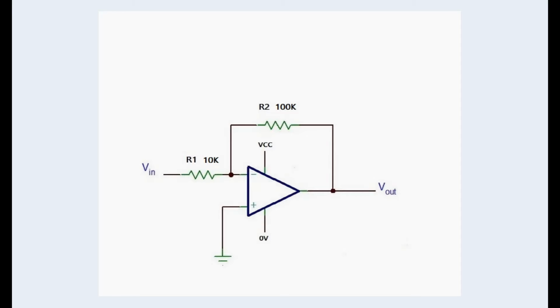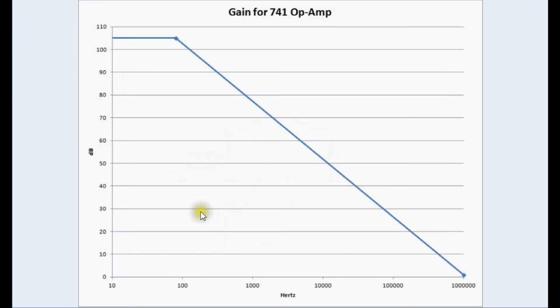Now, if we look at a rough diagram of the gain versus frequency, you can see just shy of 100 Hertz, the gain starts straight away to fall. So, by the time you got down to 10 kilohertz, you're down to like 50 dBs, but it's still a lot of gain.